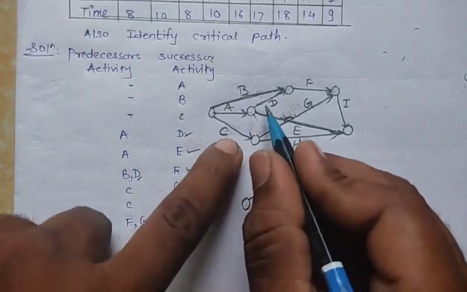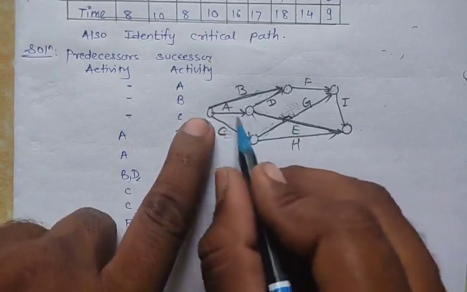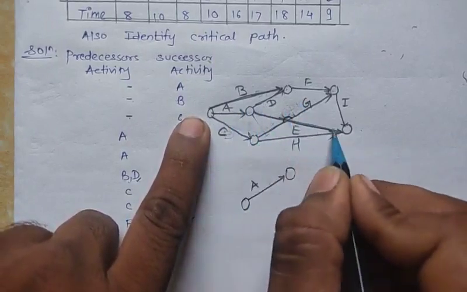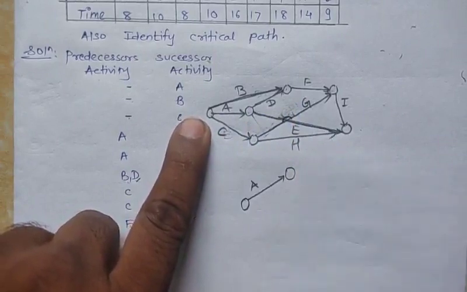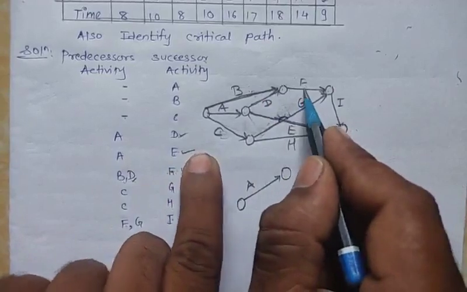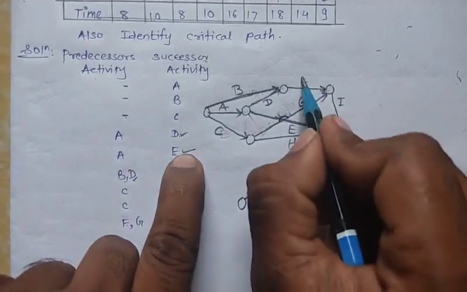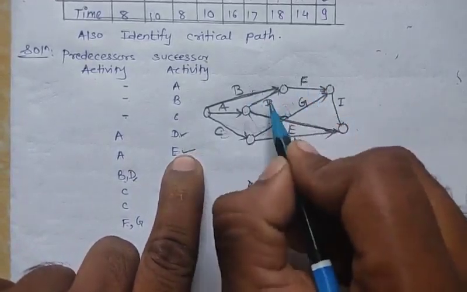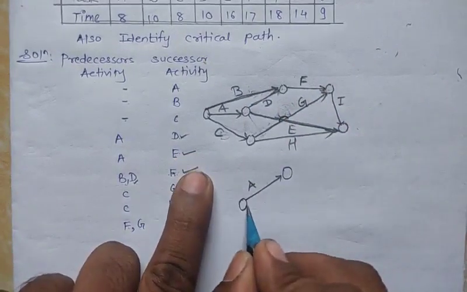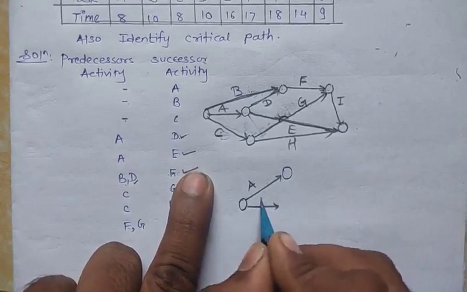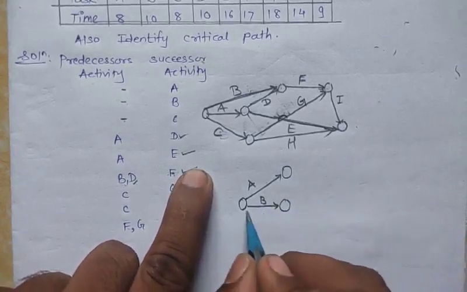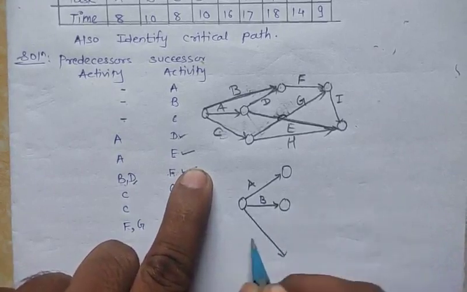Next, A goes to D and A goes to E, right? Here B and D go to the same activity F, right? That means the precedence of F is B and D. So let's see, if I draw here the second activity, which is B, and here is activity C.